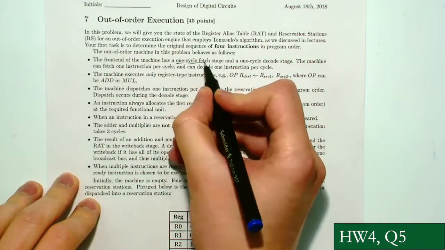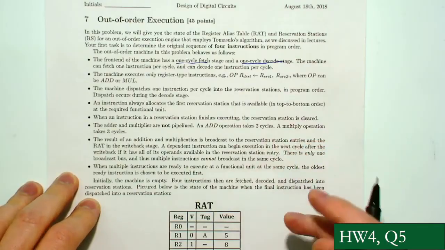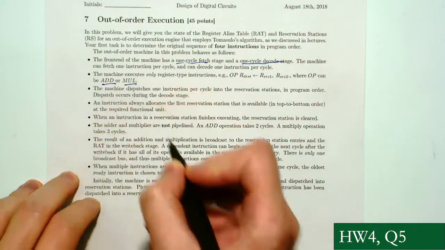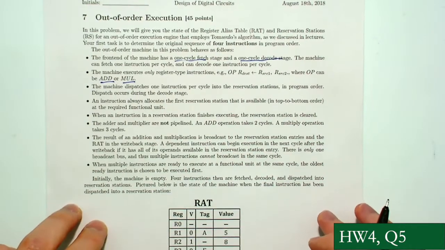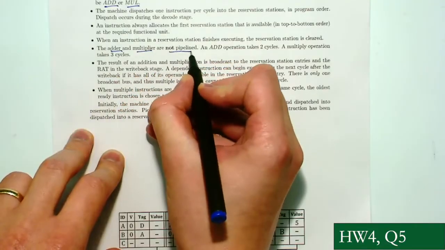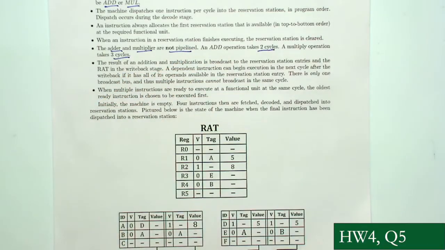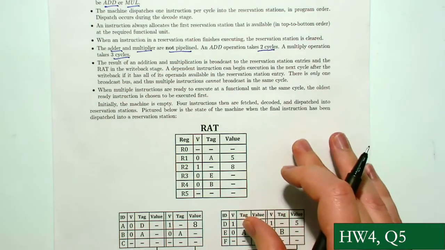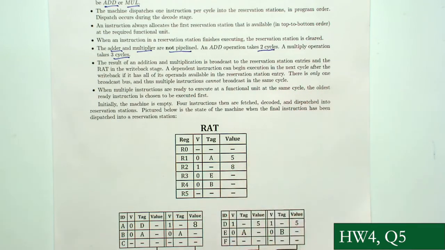There's a 1-cycle fetch and 1-cycle decode stage. And this machine can execute 2 different instructions, add and multiplication, and each of those takes a different number of cycles in the execution unit. Those execution units, the adder and the multiplier, are not pipelined, and the addition takes 2 cycles and the multiplication takes 3 cycles. Let me see quickly if there was anything else that was important. I guess not for now, but I will refer to the text in the question later.